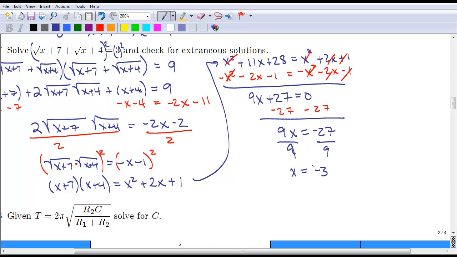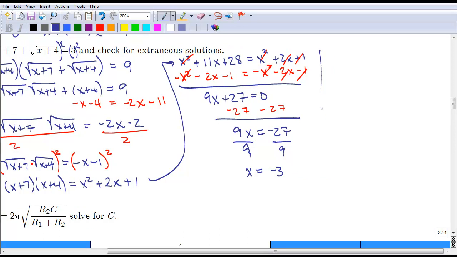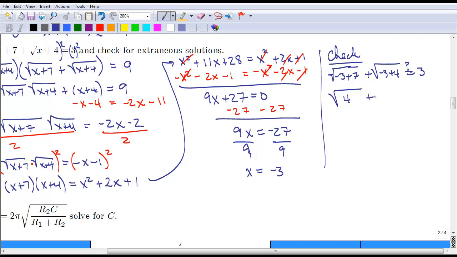Now, again, we need to check to make sure this answer works. So when we check, we have the square root of negative 3 plus 7 plus the square root of negative 3 plus 4. And we want to see, does that equal 3? So we end up with the square root of 4 plus the square root of 1, which is going to end up being 2 plus 1, which is 3. So we're good on that case. X equals negative 3 is our answer.